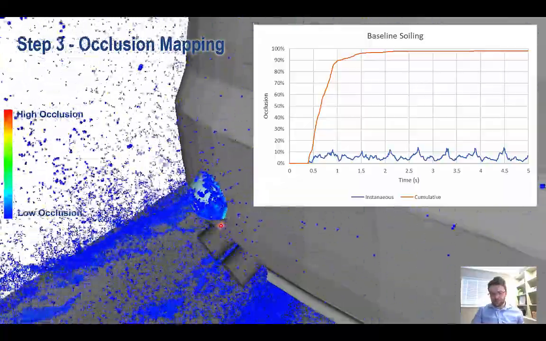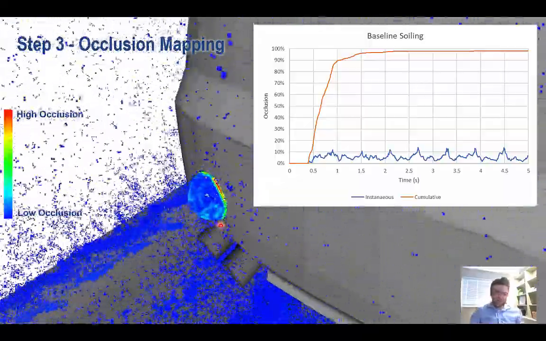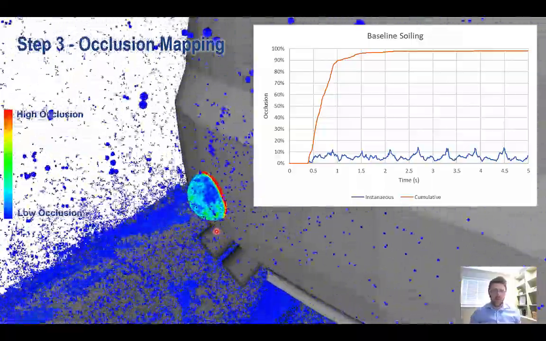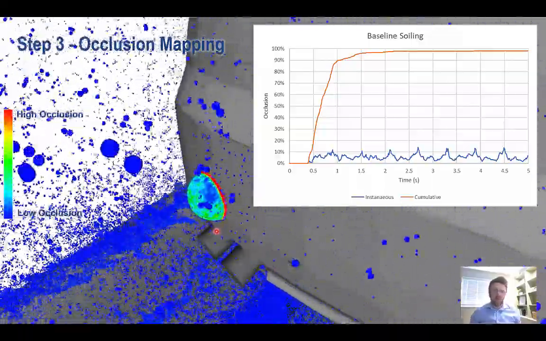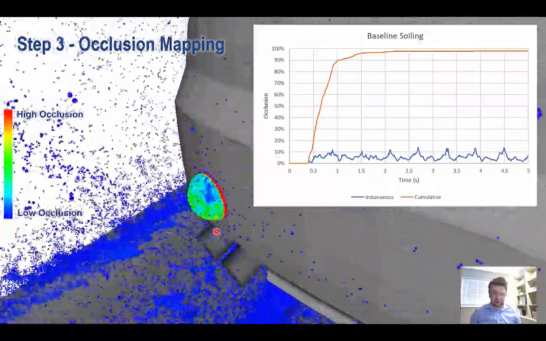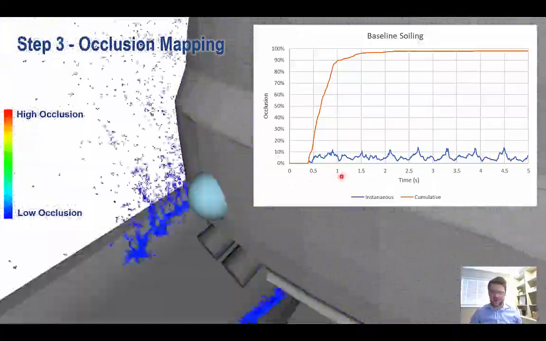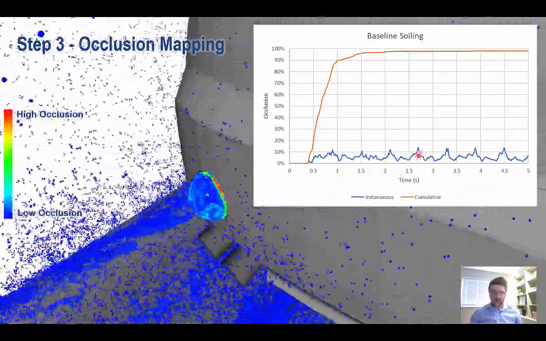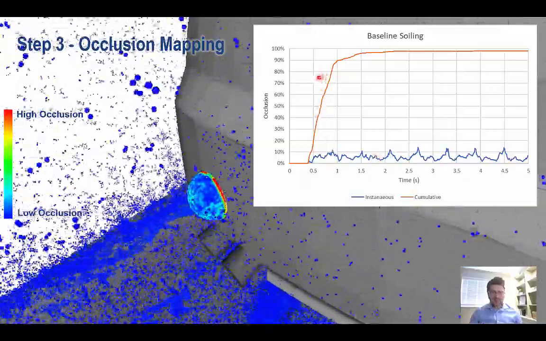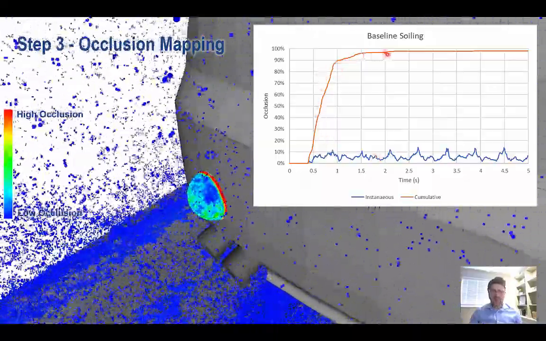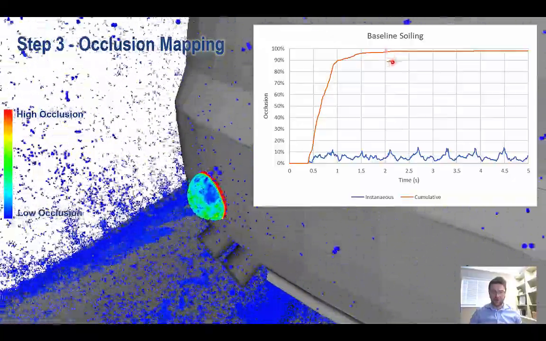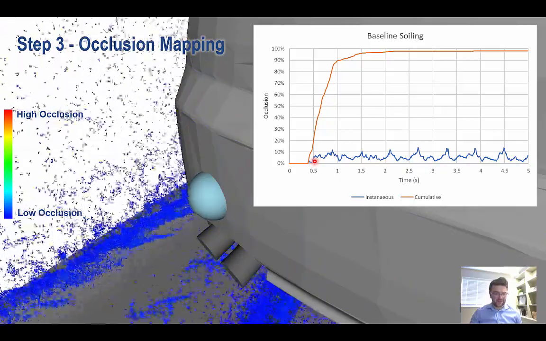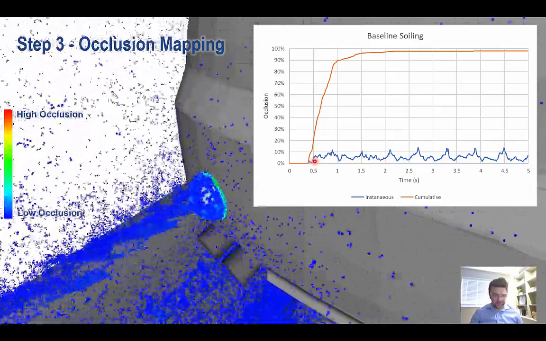Now it's not just pretty pictures that ParticleWorks can generate, we can actually get the data out of this as well. So what I've exported here is the instantaneous and the cumulative occlusion mapping for this surface. What we can see is that instantaneously we're getting anywhere up to around 10 to 15% coverage at any one time step. And overall we're getting full coverage of 100% occlusion within around 2 seconds of the initial particle hitting this surface. Clearly we need to do something about this.